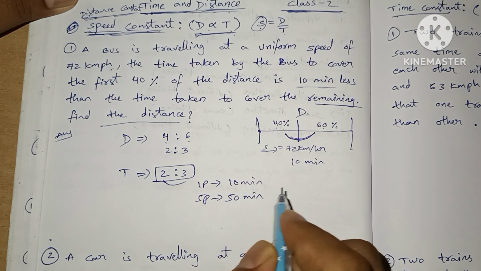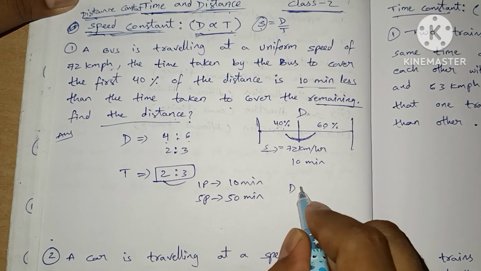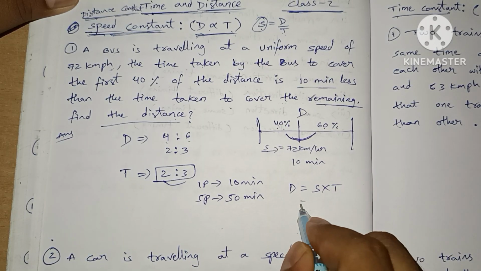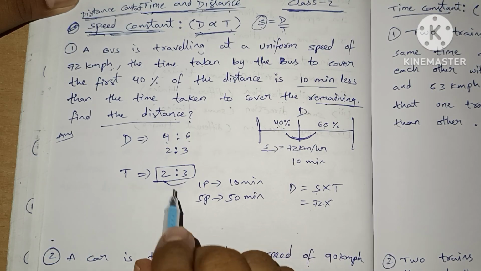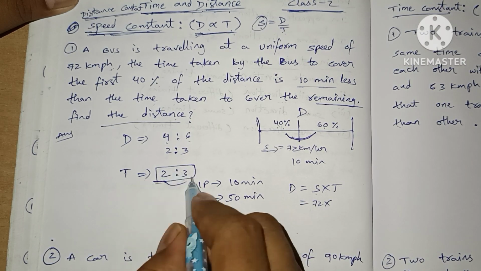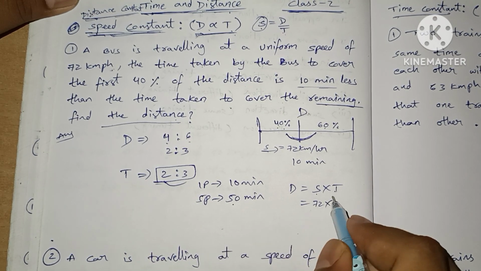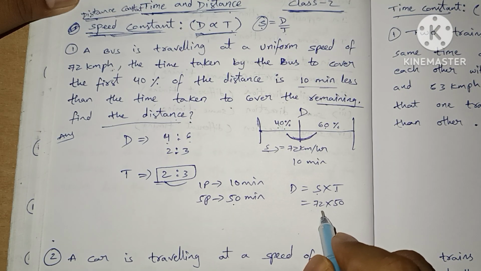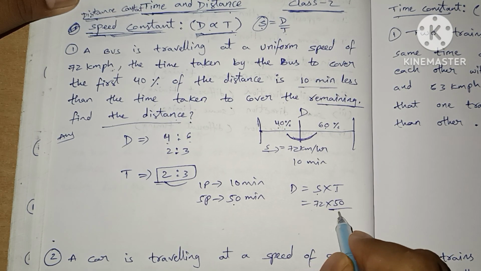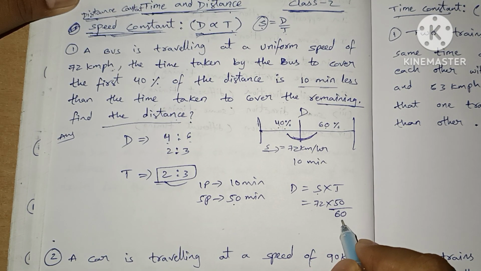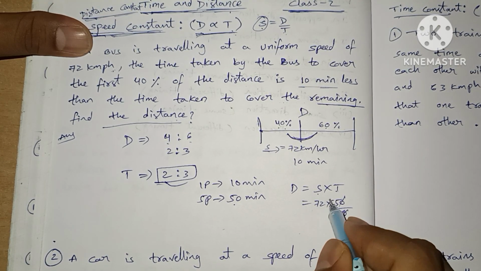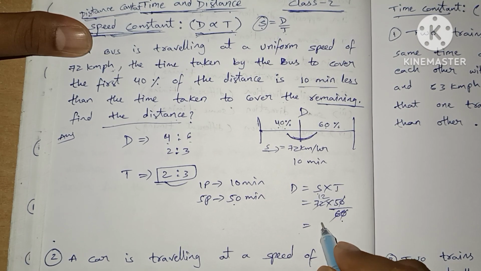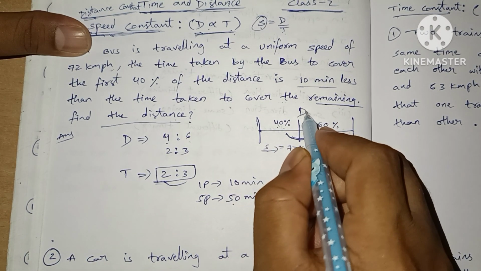What we need to find is distance. We know distance equals speed into time. So we have constant speed 72 kilometers per hour into time, meaning total time of 5 parts. 5 parts value will be 50 minutes. Here we need to convert it into hours, so we divide by 60. The 0s cancel, 6 12 times, so 12 5 times is 60. So 60 kilometers is the distance. The total distance is 60 kilometers.